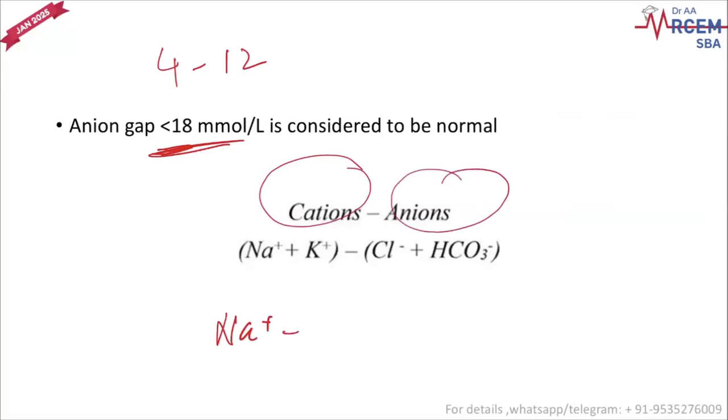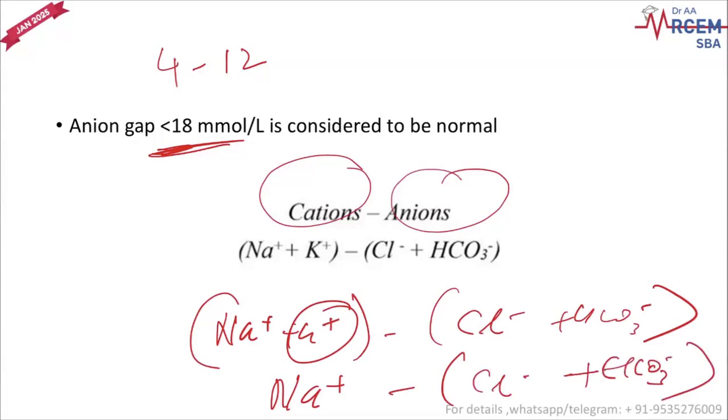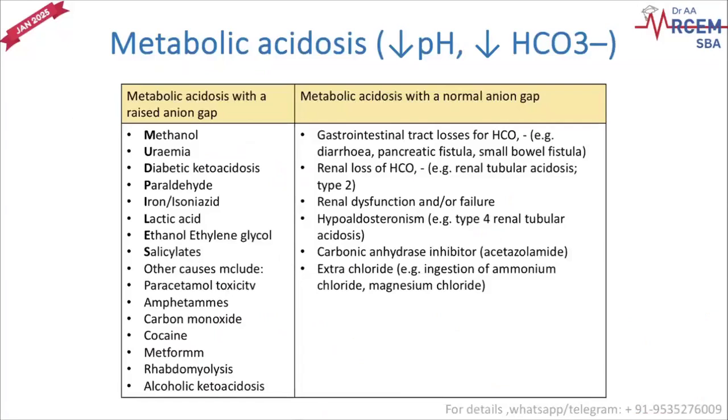That is sodium plus potassium minus chloride plus bicarb. Most of the time, the potassium you are measuring is in a very low quantity. So some formulas say sodium minus chloride plus bicarb, you can use it. The more precise one is the formula with potassium. If potassium values are not given, then you can use this formula also. It gives an approximately similar range.